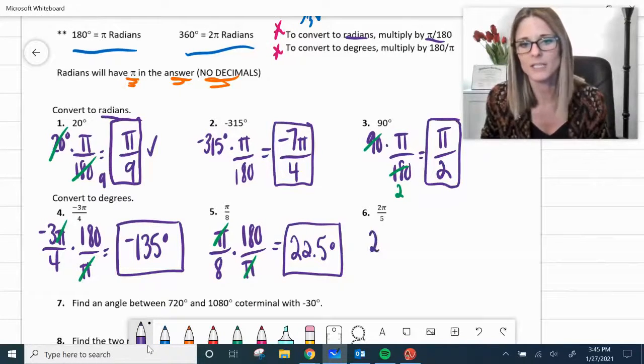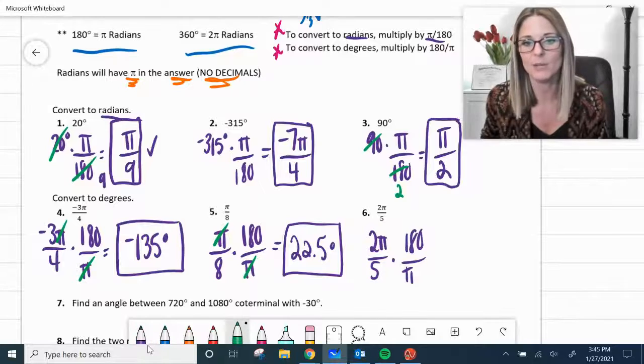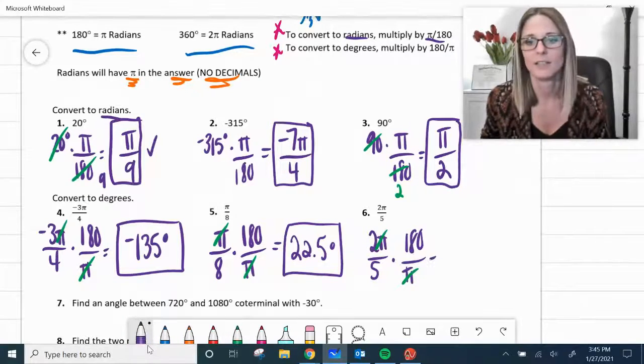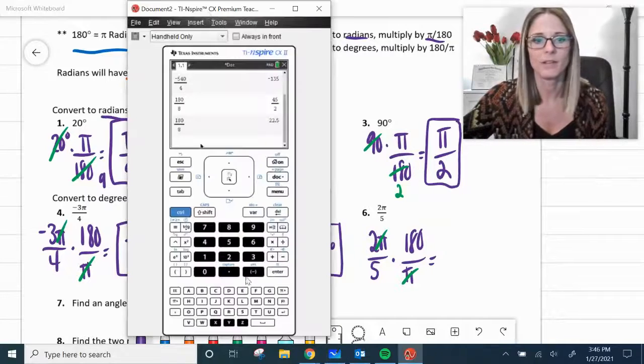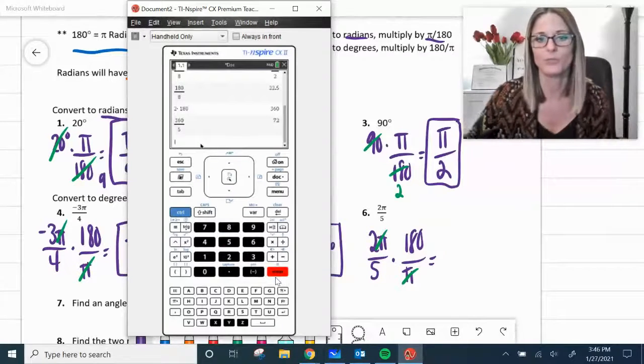Number 6, 2 pi over 5. Multiply it by 180 over pi. I put pi in the bottom so it'll cancel out and I can have degrees. I can use the calculator to get this done. I'm going to do 2 times 180, multiplying across the top for my fractions here, hitting enter, dividing by 5, enter, 72.